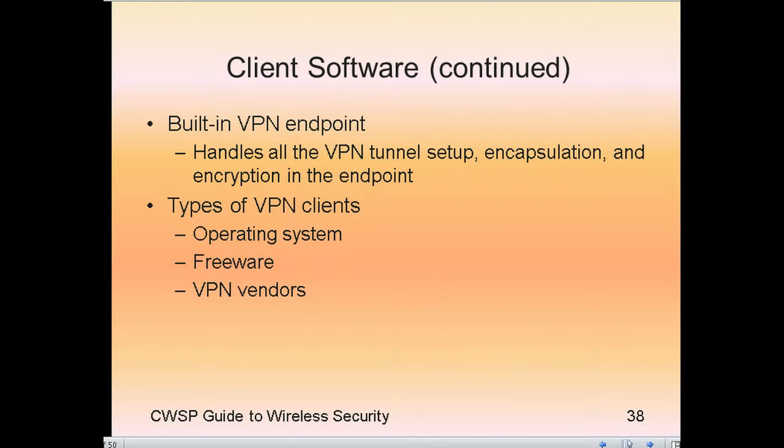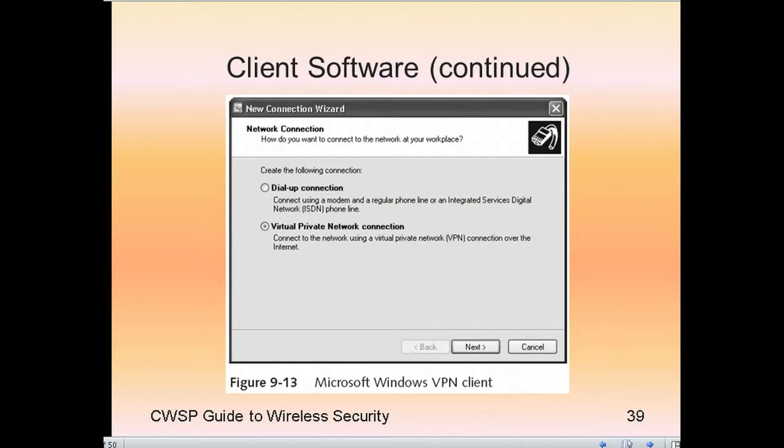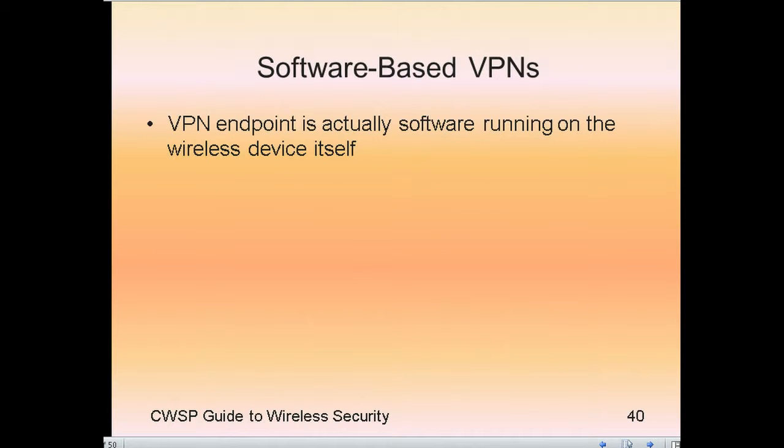Types of VPN: operating system, freeware, VPN vendors. You can go look for open VPNs that are available on the internet. If you want to try them out, use some of those things. That's what we just did. Software. The VPN is actually software running on the wireless device itself, so that we can connect a VPN to it. Once we VPN to the wireless device, then we've created a secure connection to it.